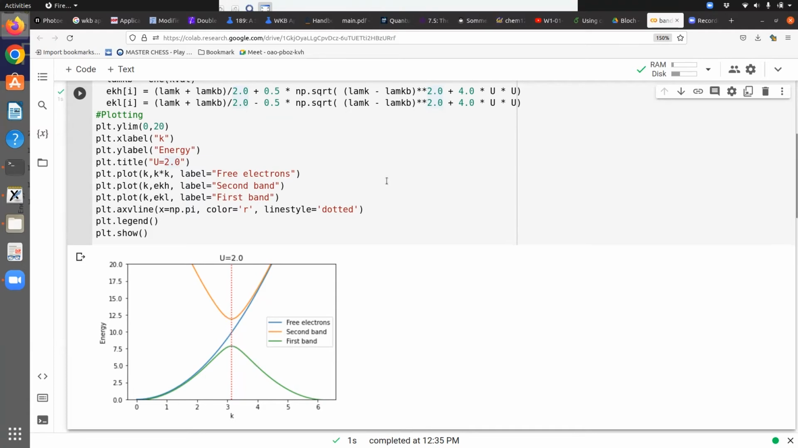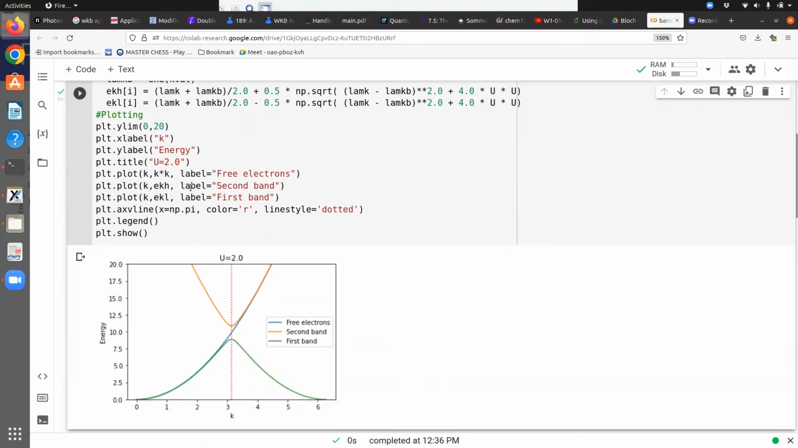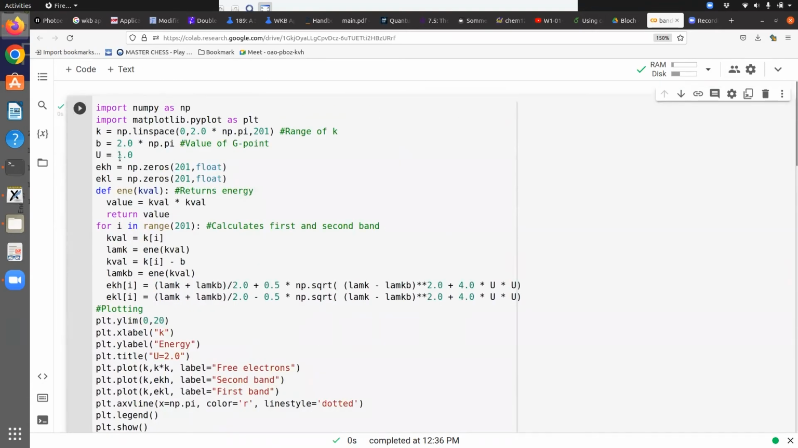Now let us run it for u equal to 1. This is how the plot looks for u equal to 1. And now finally let us run it for u equal to 0.